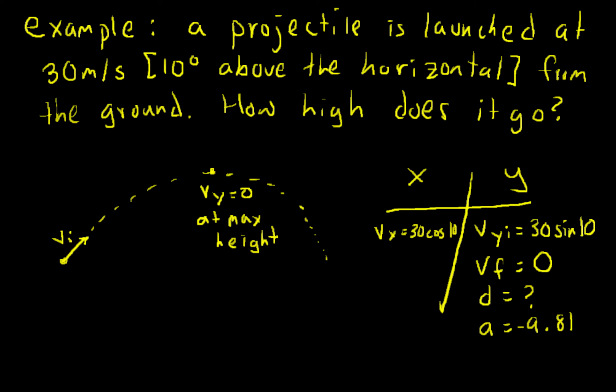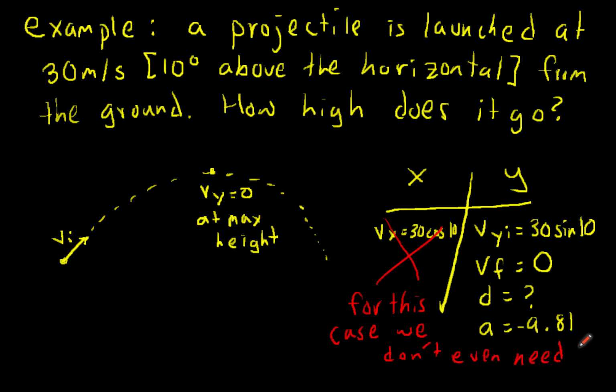We don't really even need to consider the x side for this case. This is because we're only interested in the vertical displacement and we have all the vertical information we need. So we only write down the x side to just acknowledge that it's there, but it's not really necessary for the solution.